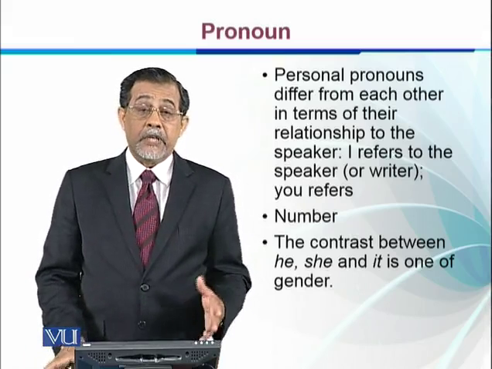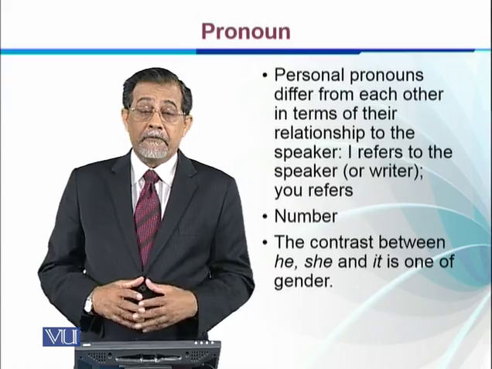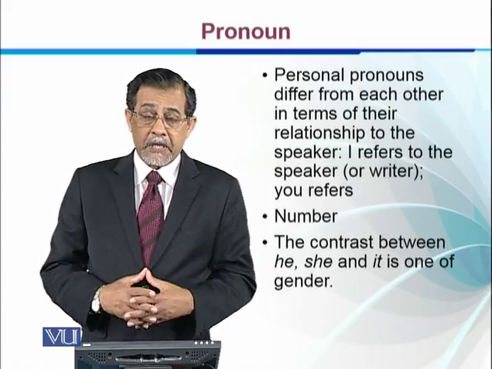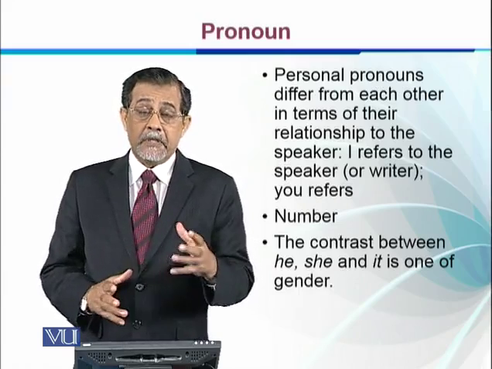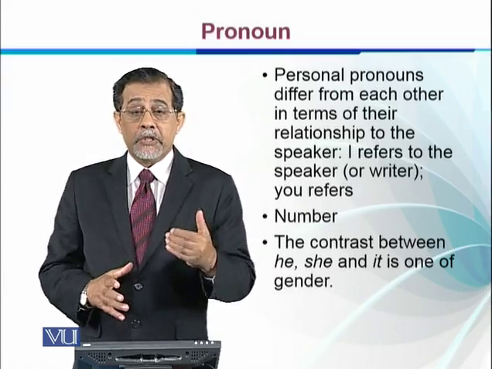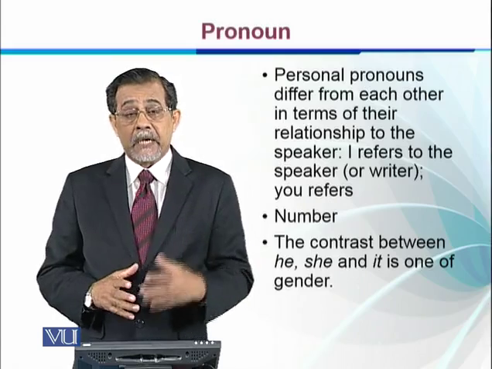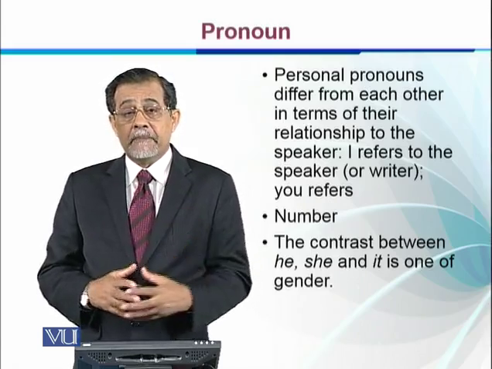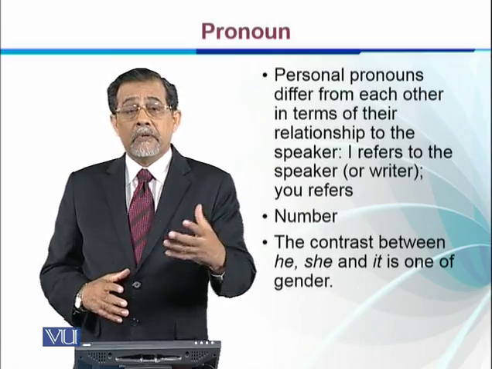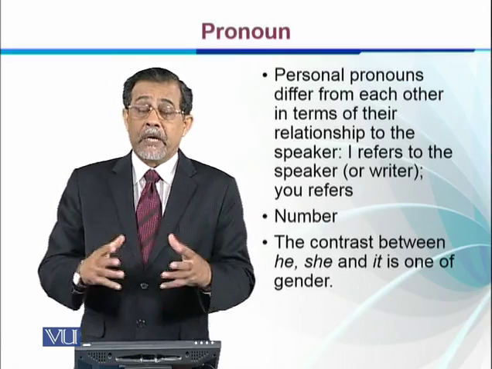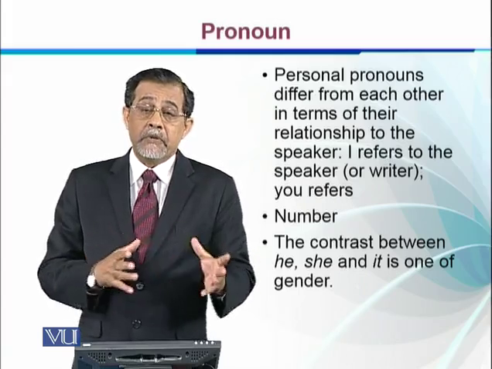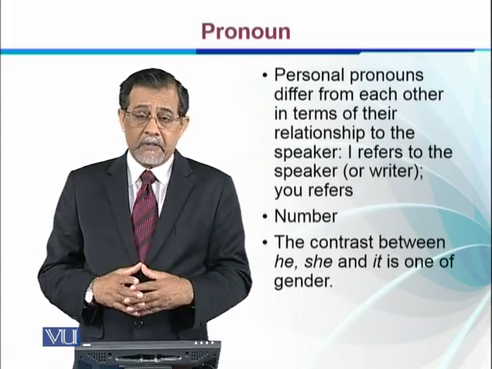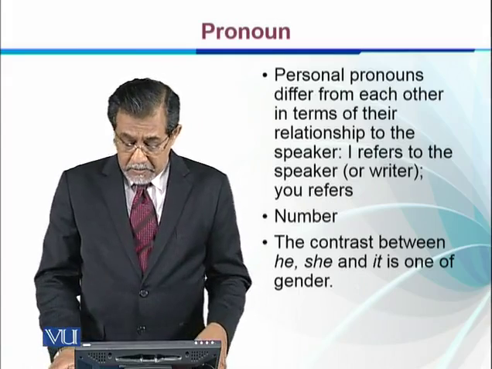Similarly, there is gender. For example, for first person there is no gender, for second person there is no gender, but in third person in English there is gender. So we know that he is a masculine pronoun, she is a feminine pronoun, and it refers to the neutral pronoun, right? And they, which is the plural pronoun, can be used for all of these genders.